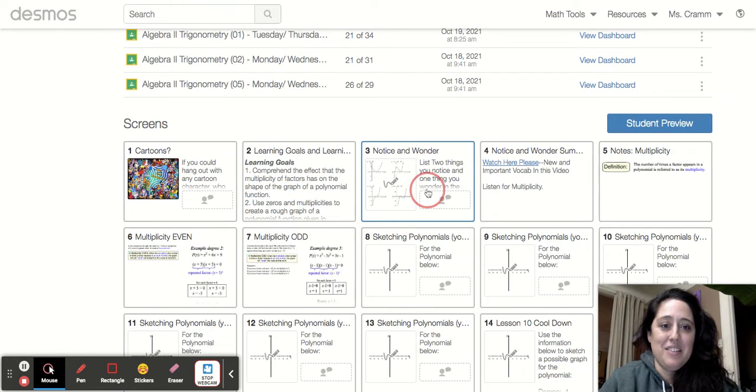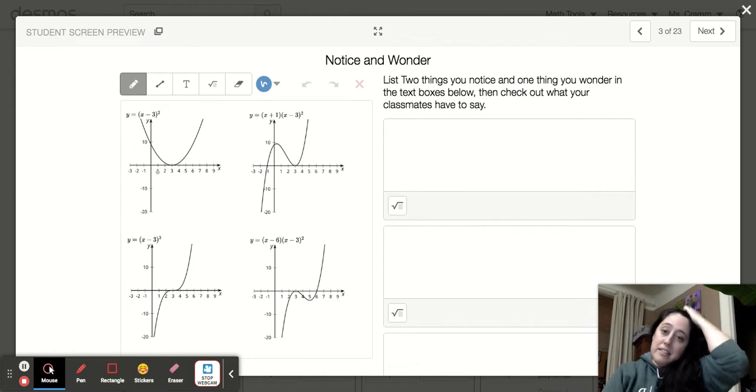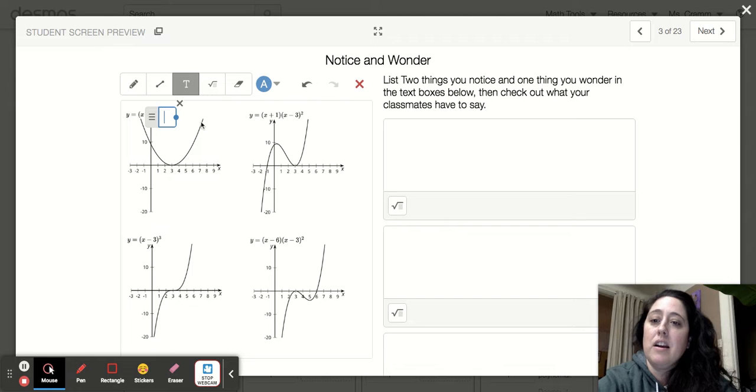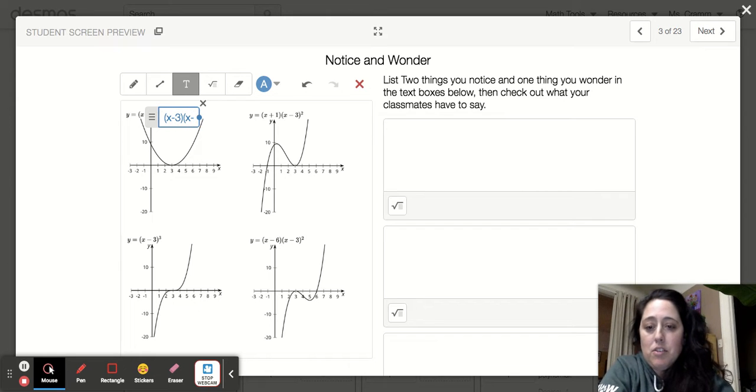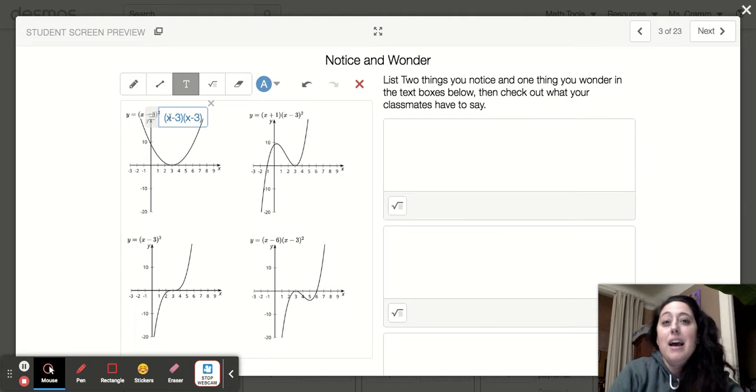All right, so there are some noticings and wonderings. The big takeaway here is that I have a squared, right? So if I were to write this out, that would be x minus 3 times x minus 3. So this squared means x minus 3 is being multiplied by itself, and that would give you a quadratic, right? If I were to actually multiply this out and put it in standard form, it would start with an x squared.